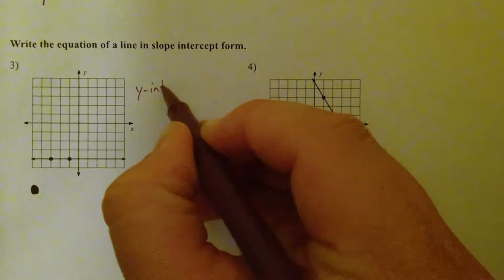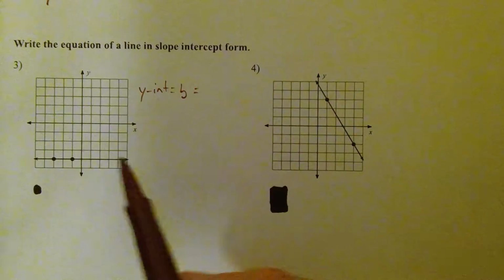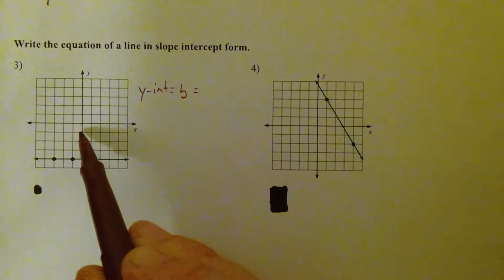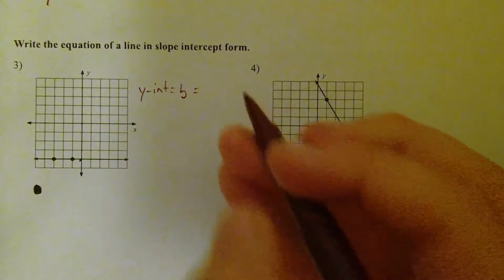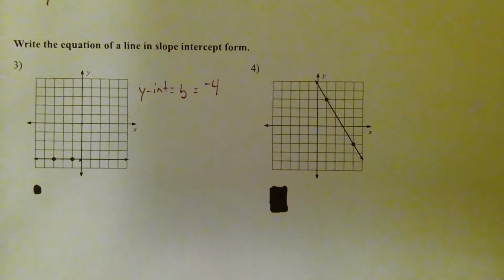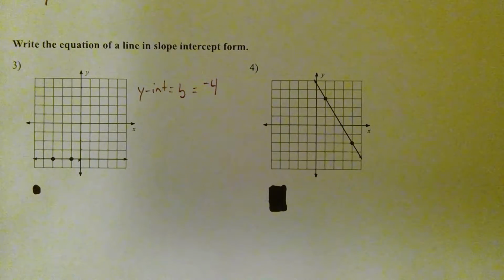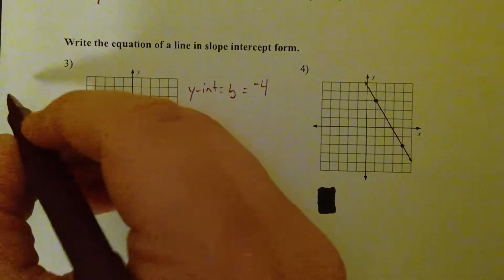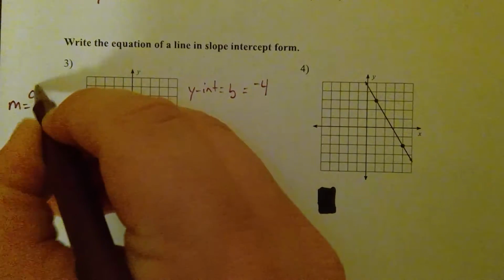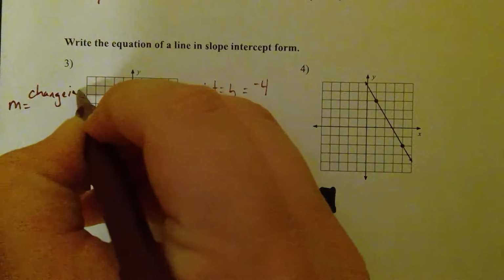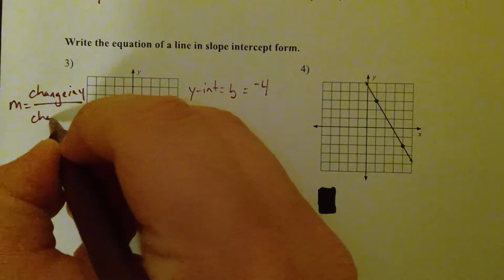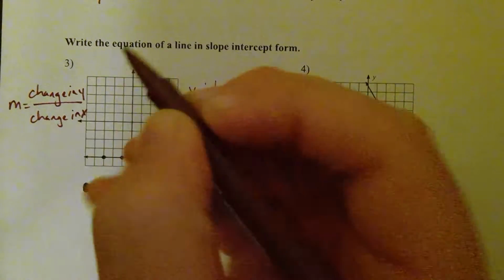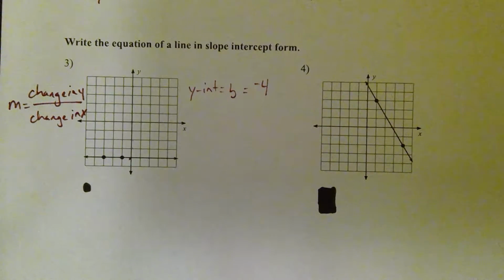So y-intercept, same as b. In this case, here's 0, 0, negative 1, negative 2, negative 3, negative 4. So that's what we did last week with key features of graphs, is we found the y-intercept. Now we got to talk about slope. Okay, so m equals change in y over change in x. Okay, you might think this is rise over run. I don't like to call it that because we're not always going up.